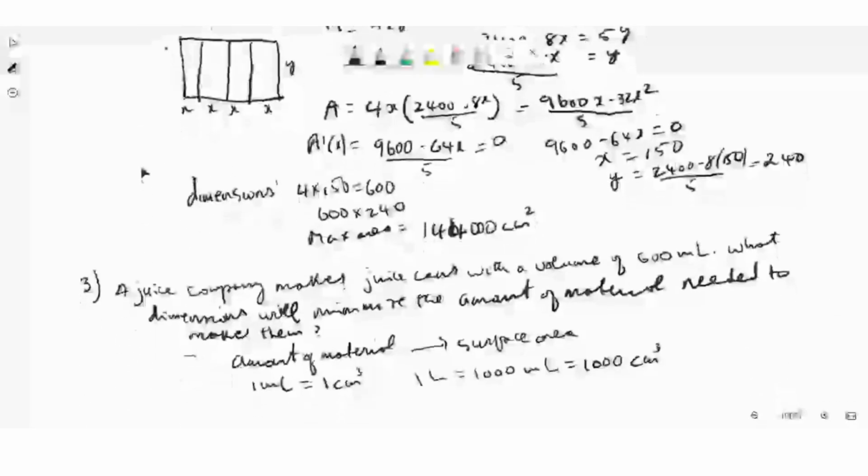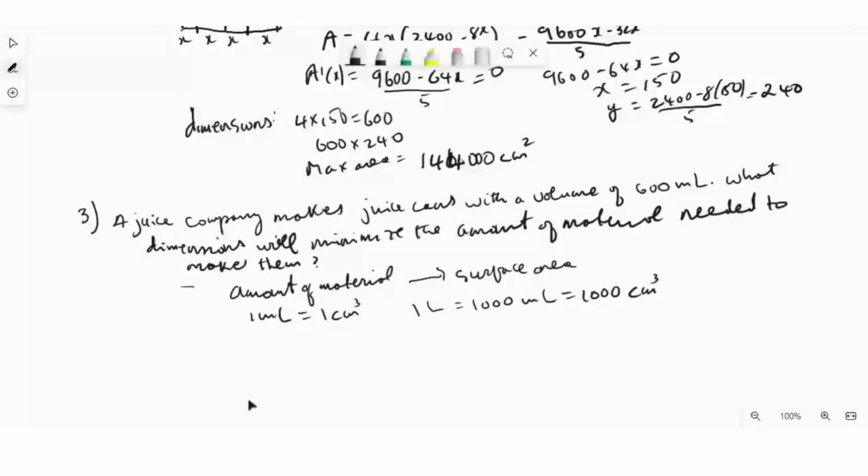So the last question on this section will be about a cylinder. A juice company makes juice cans with a volume of 600 milliliters. What dimensions will minimize the amount of material needed to make them? Amount of material means surface area, so we have to minimize surface area. First, let's see, 1 milliliter, what does it mean? 1 milliliter is 1 centimeter cubed. 1 liter is 1000 milliliters and 1000 centimeters cubed.